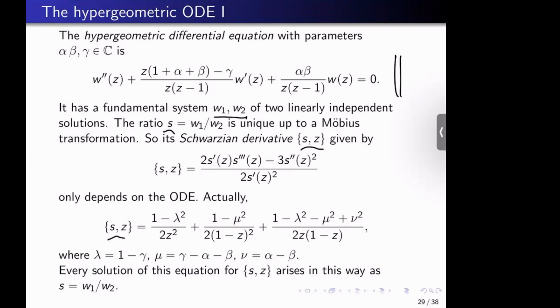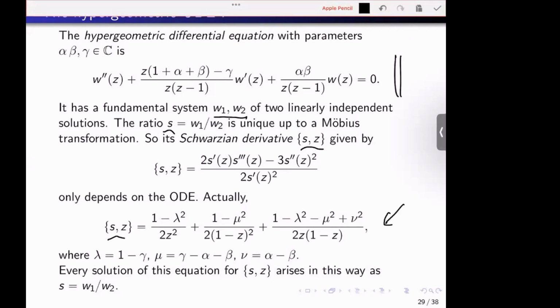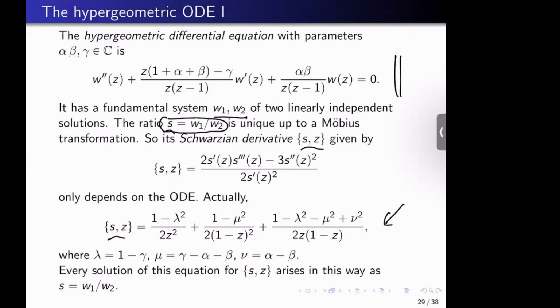These lambdas, mu, nus here are certain expressions in the alpha, beta, gammas. Conversely, one can show that if you look at any solution of this nonlinear differential equation, it always arises as such a ratio of a fundamental system of solutions of the hypergeometric equation. So this is something that has been known for a long, long time. It goes back essentially to, I think some cases were even known to Gauss.